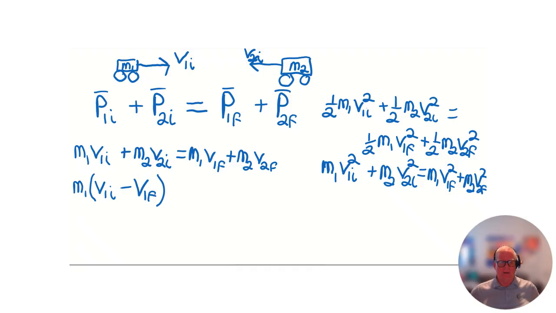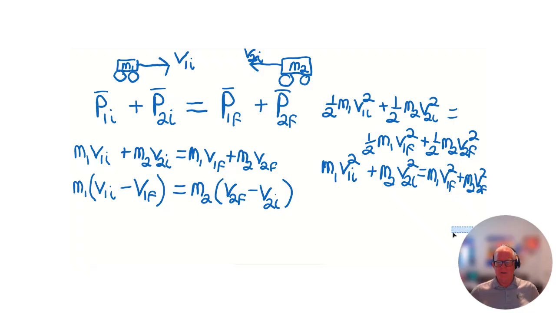I've skipped a step there by doing the factoring after I brought the term over to the left-hand side. So you can see that becomes M1 times V1 initial minus V1 final. And then on the right-hand side, we still have M2. We'll do the same kind of trick. We'll bring over the other term involving M2, and we will write that as V2 final minus V2 initial. And then we have completed that process for that equation.